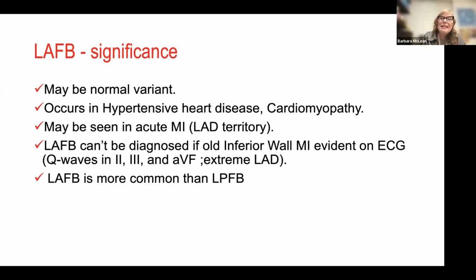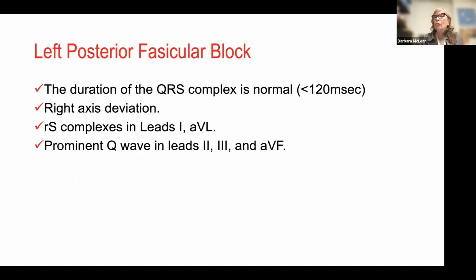But if the patient has had an old inferior wall MI, a lot of times the computer is going to mix this up and say this is an old MI. But I want to make sure that we appreciate that what we're looking at are those small Q waves in 2, 3, and AVF as an old inferior MI, and that's going to be really, really important. Left anterior fascicular block is very common, and we see it a lot. So when you have an unexplained left axis deviation, look for left anterior fascicular block.